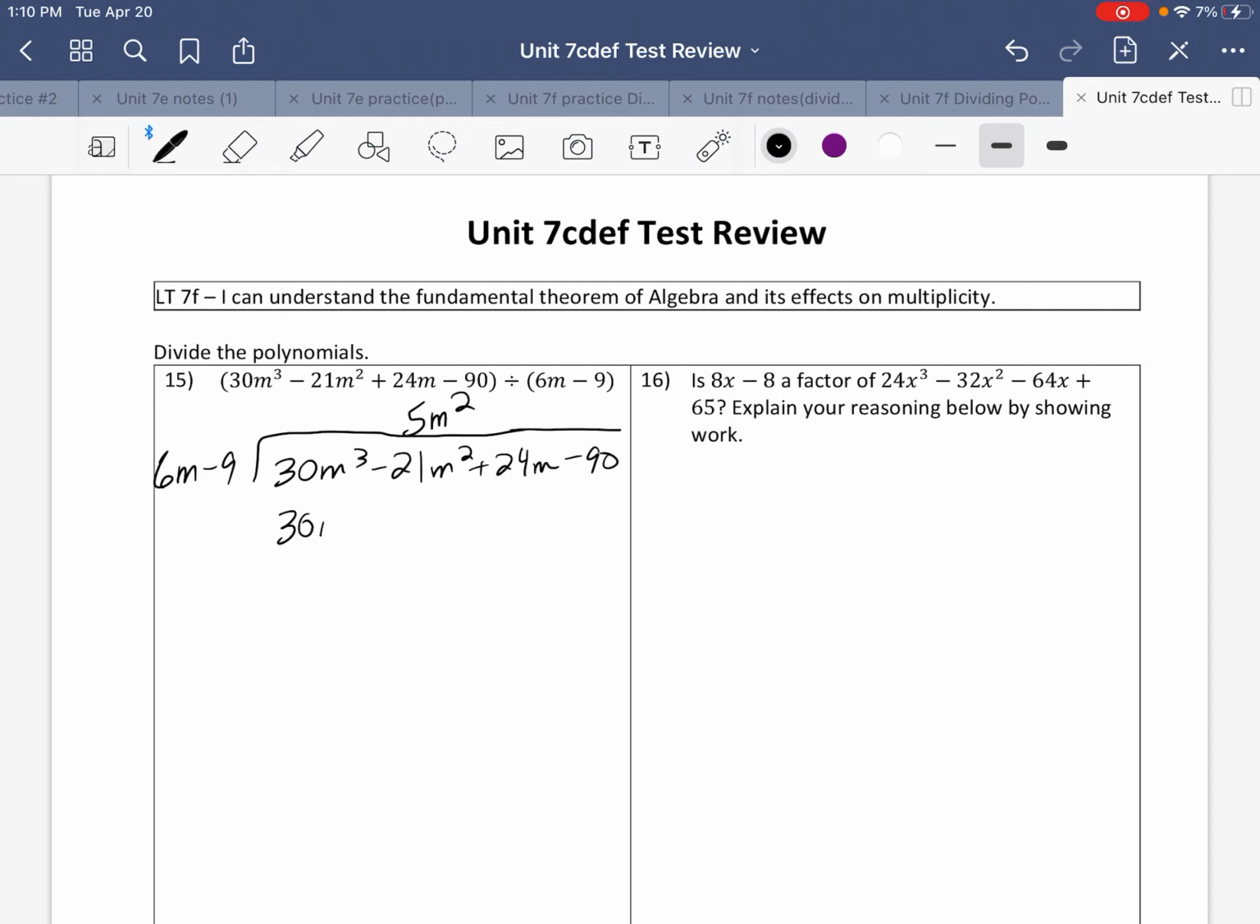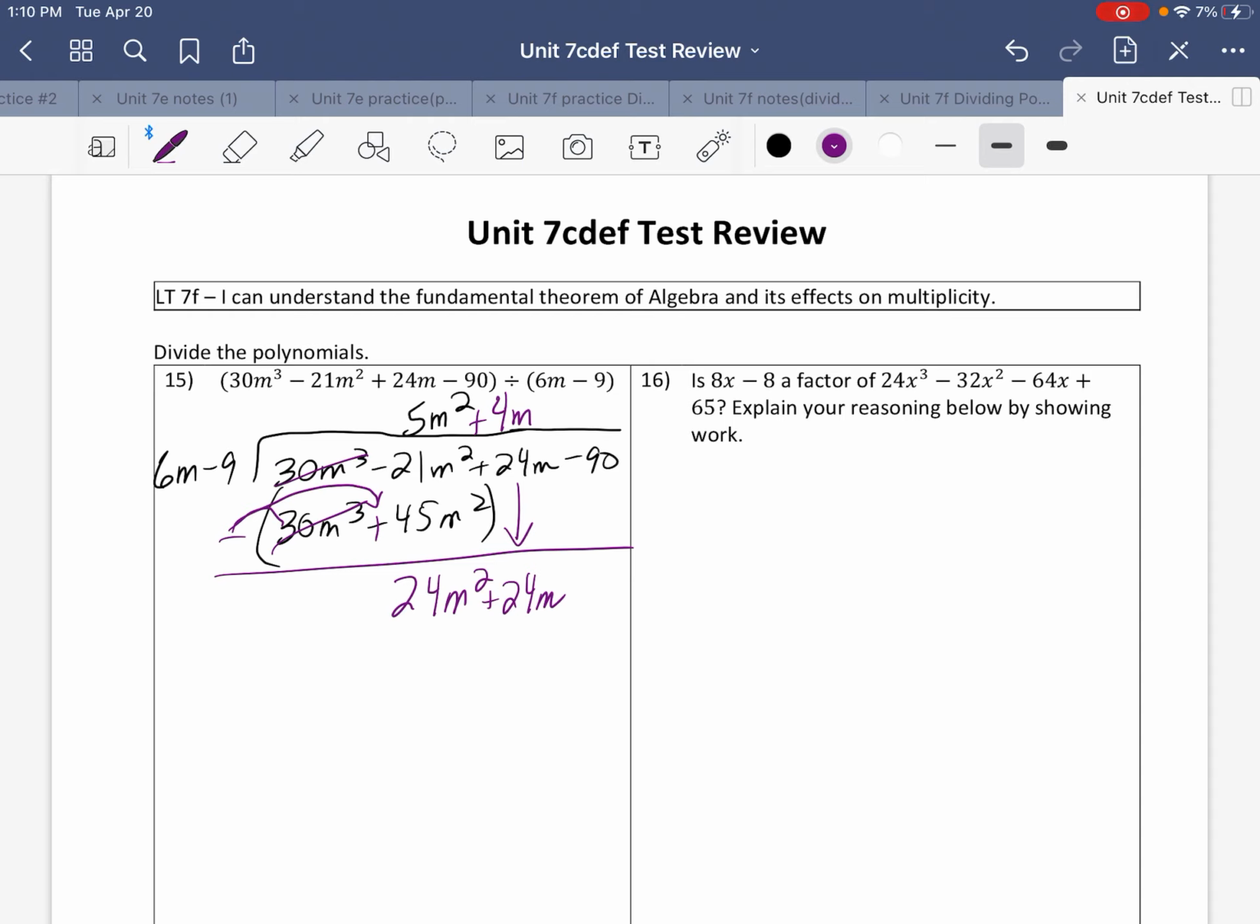Multiply times 6m. Multiply 5m squared times a negative 9 is a negative 45m squared. Looking to subtract these. Subtract the first terms. Those will simplify to 0. Subtract, so the opposite of negative 45, which is plus. That's going to be a 24m squared plus 24m. And you do first term divided by first term, so 24m squared divided by 6 is 4m.